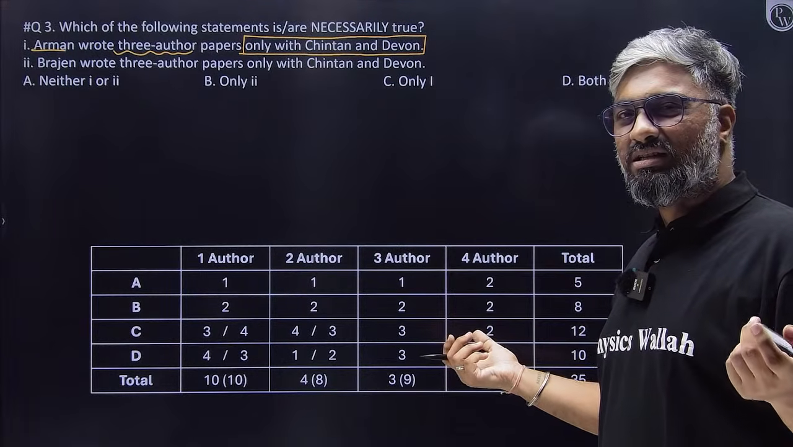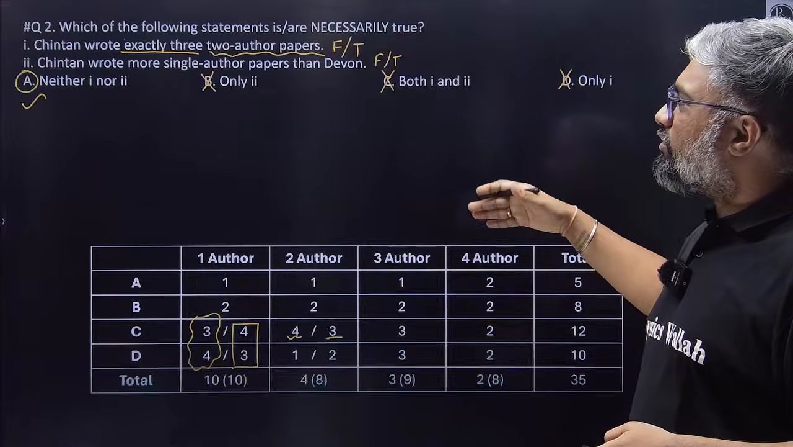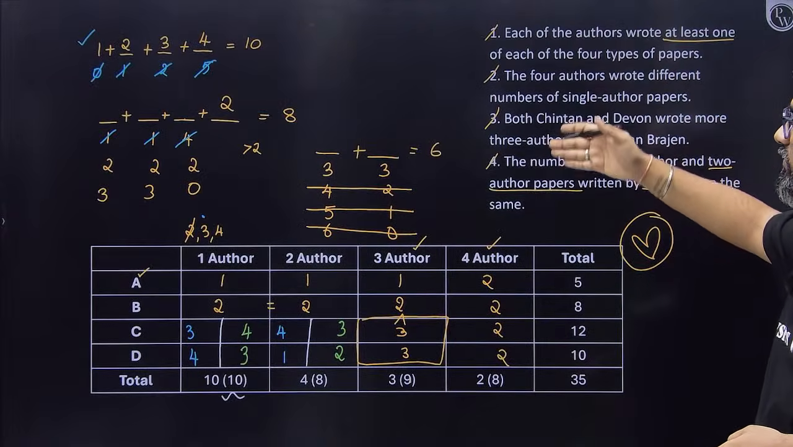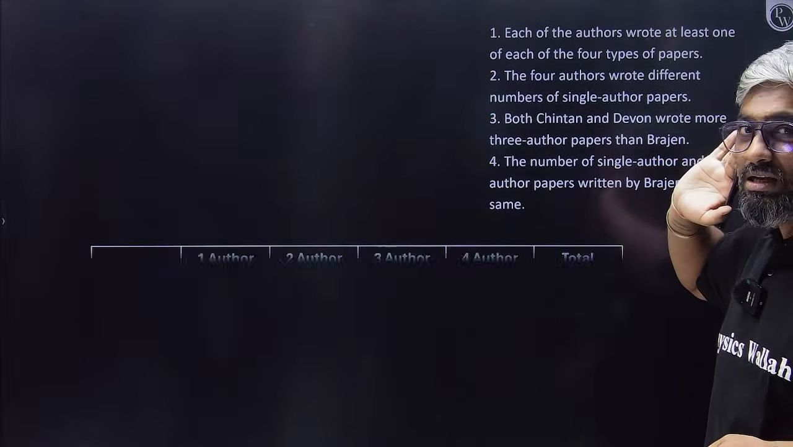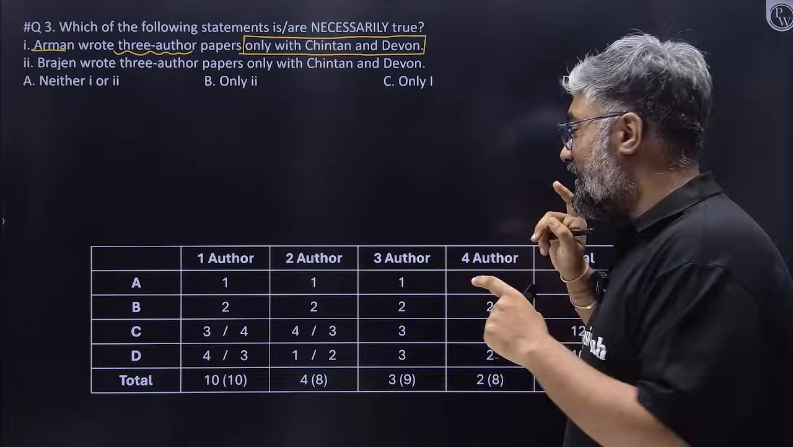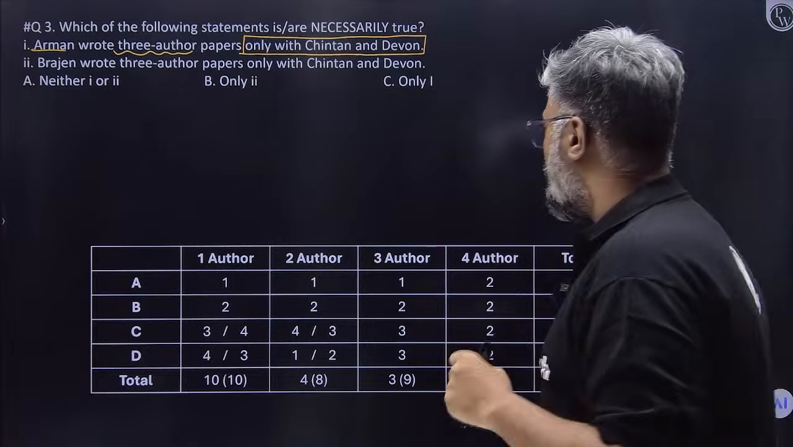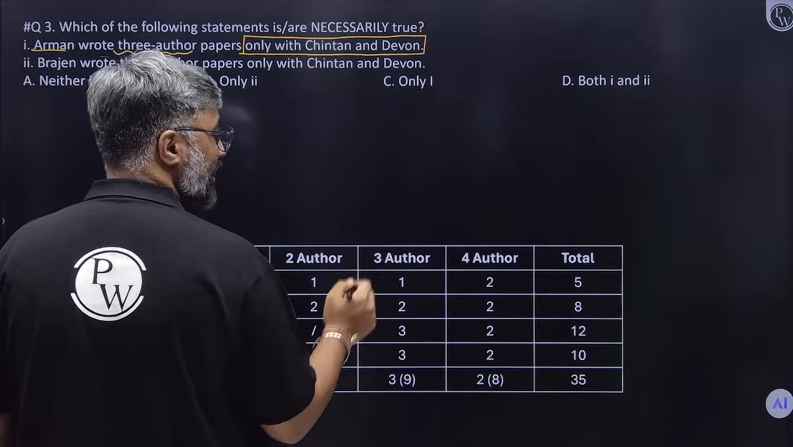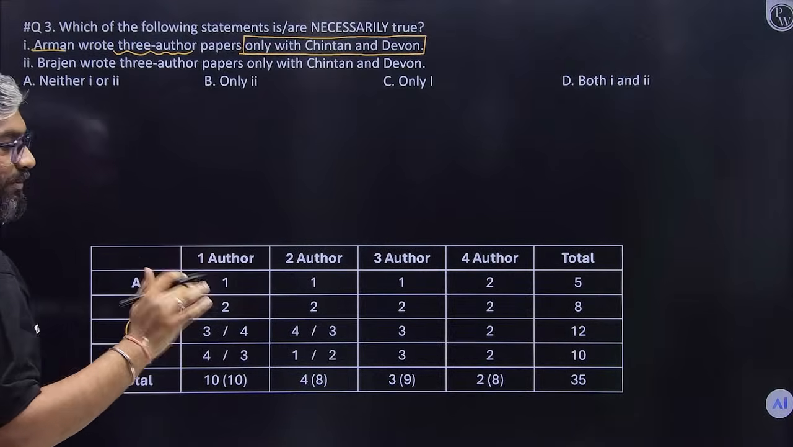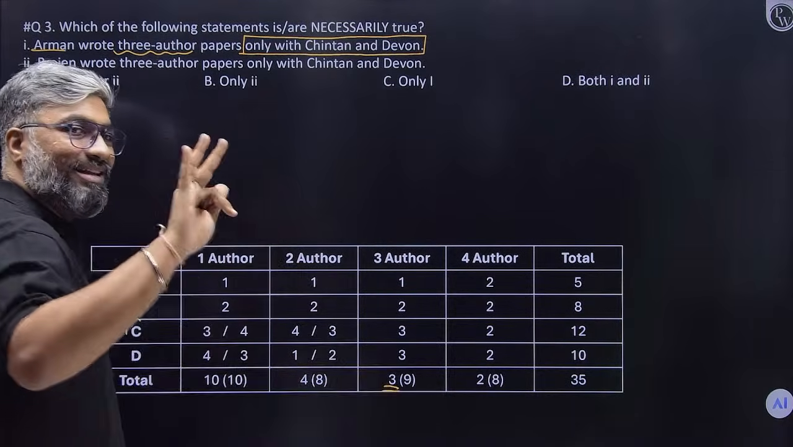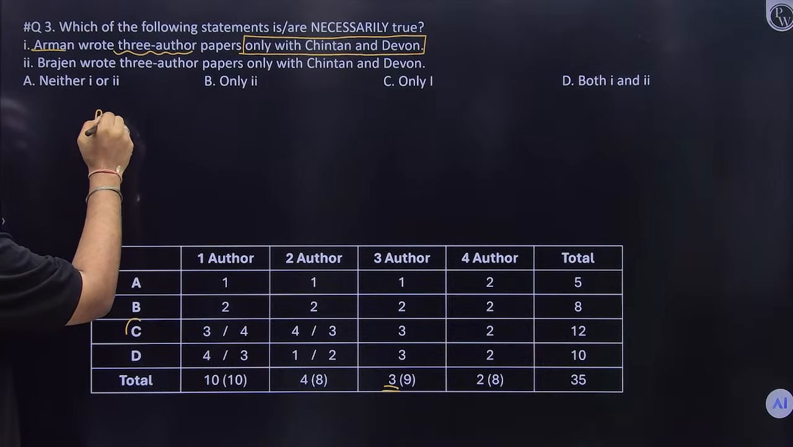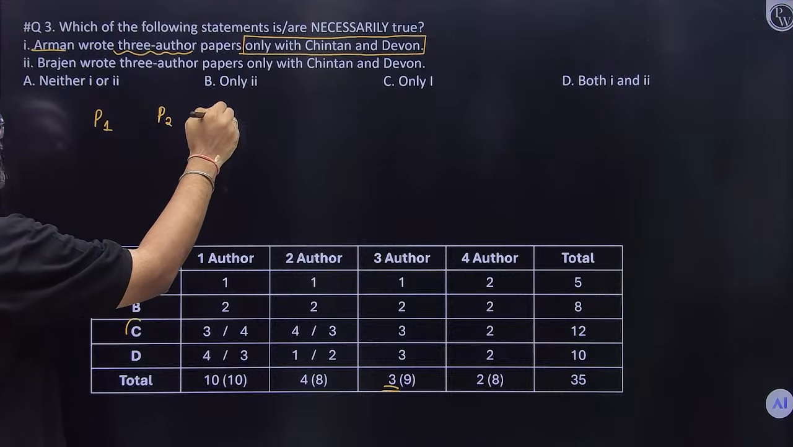Are we lost at this stage? Should we go back to the statements and see if we missed some statement? No, we have not missed any statement. We have taken into consideration all the statements. So what do we have to do to answer this question? We need to understand the table that we have, correct? So if I look at 3 author papers, how many 3 author papers are there? 3 papers, 9 contributions. So 3 papers are there. Paper 1, paper 2 and paper 3.